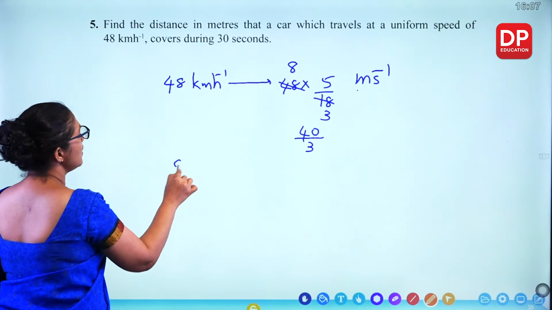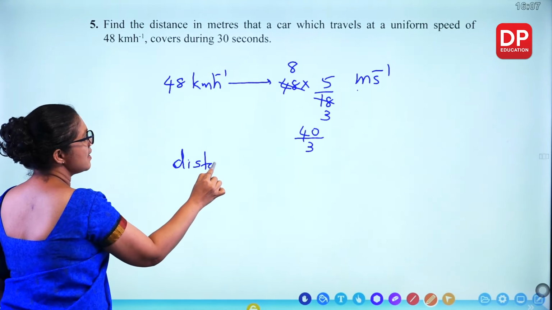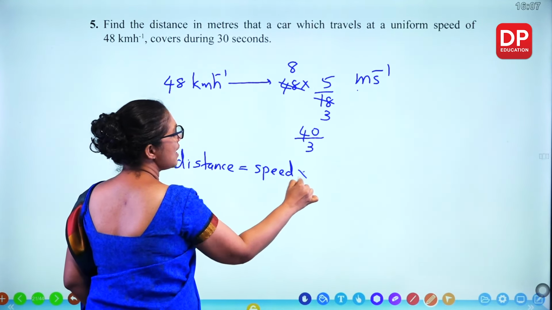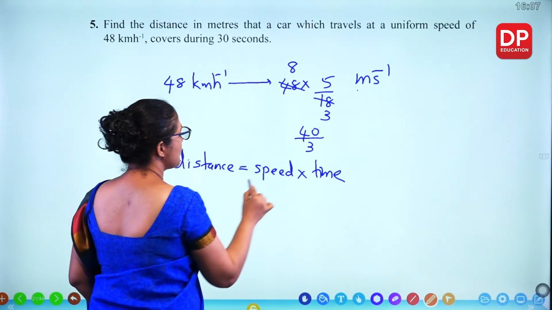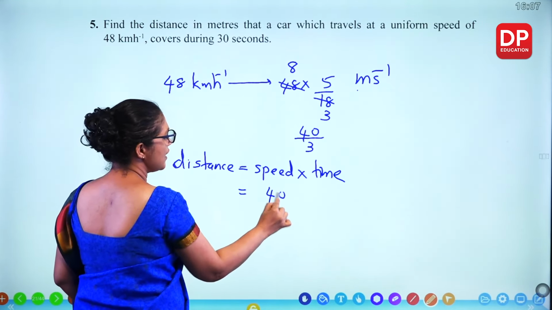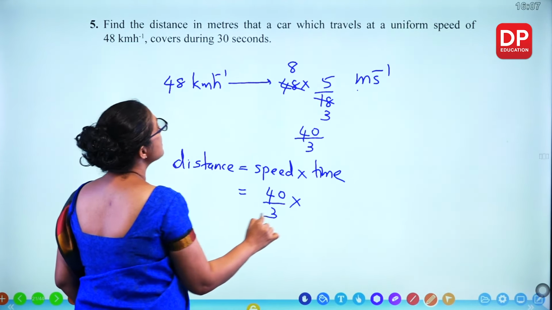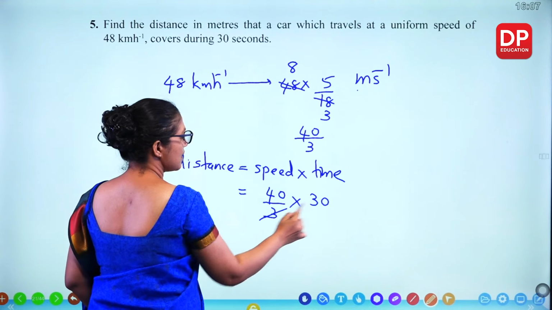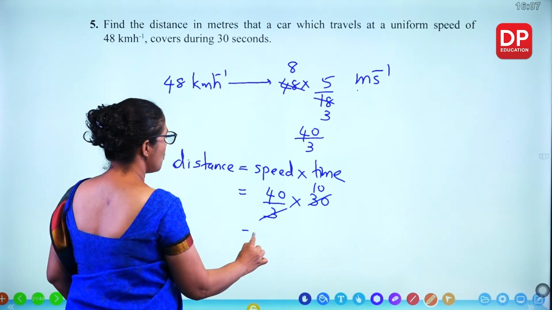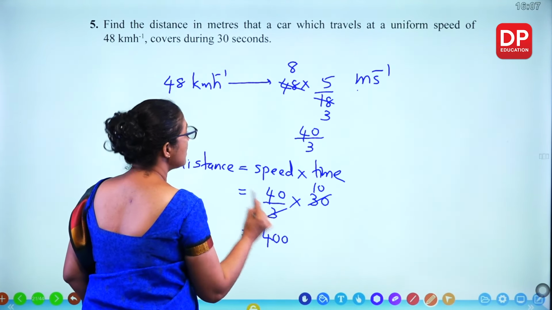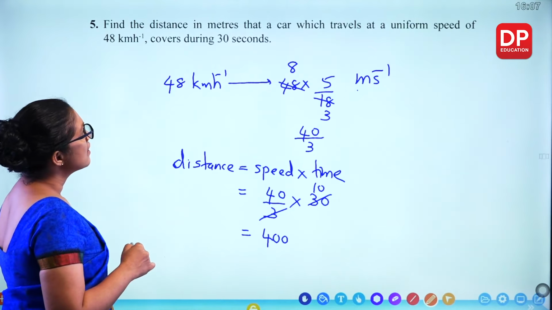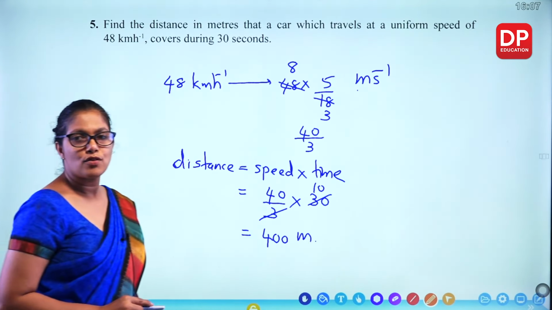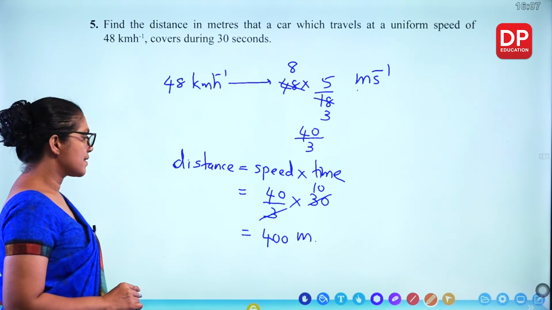Now you can find the distance. What's the formula? Distance is equal to speed into time. Speed is 40 over 3. Time is 30 seconds. Then when you simplify, you get 400. What's the unit? This is in meters. So 400 meters is the answer.